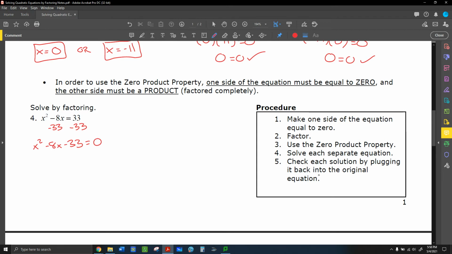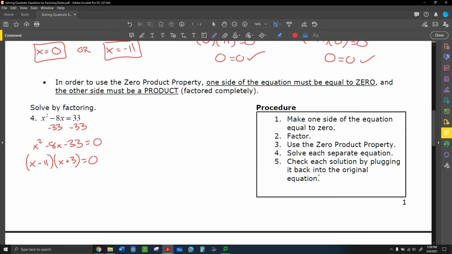So I'm looking for numbers that multiply to get negative 33 and add up to negative 8. Those numbers are negative 11 and positive 3. So this quadratic trinomial factors to x minus 11 times the quantity x plus 3. And again, this is an equation, set equal to 0.